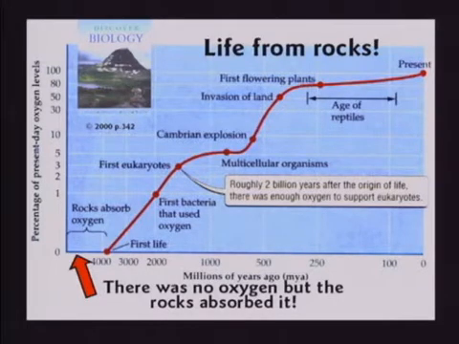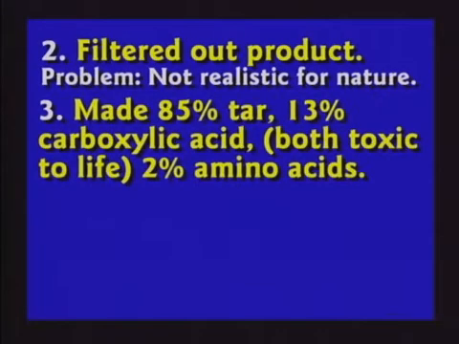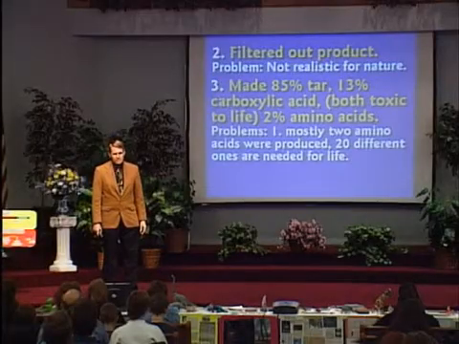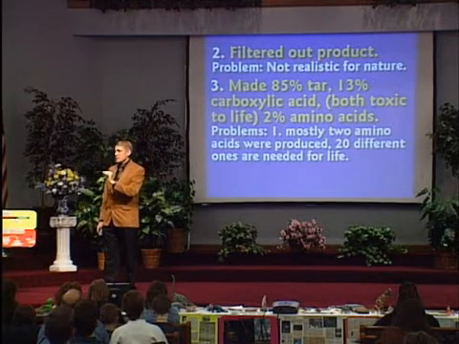What Miller did in his experiment, and Urey, and everybody since, they filter out the product they produce. This is not realistic for nature. What they actually made was 85% tar, 13% carboxylic acid. Both of those are toxic to life. Now, if you make an experiment that's 98% poisonous to the other 2% you're trying to make, would you say that's a success? Actually, what he generally made was 2 amino acids. There are 20 necessary for life. He made basically 2 in a poisonous mixture.